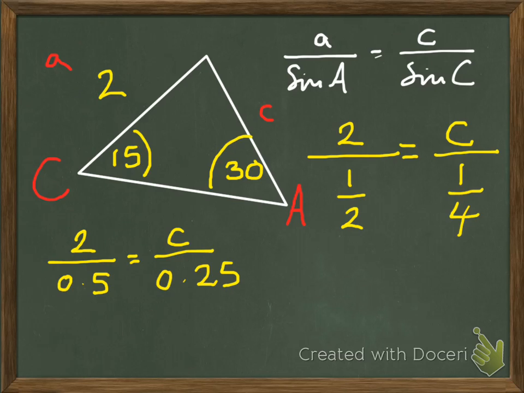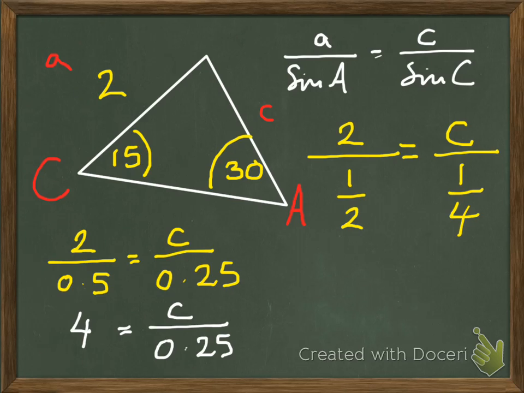0.25. Okay, so the first thing that we can do is the calculation of 2 divided by 0.5, which is 4. So 4 equals little c divided by 0.25, and now we have to do that rearranging of the equation thing. So how do I get rid of the 0.25?